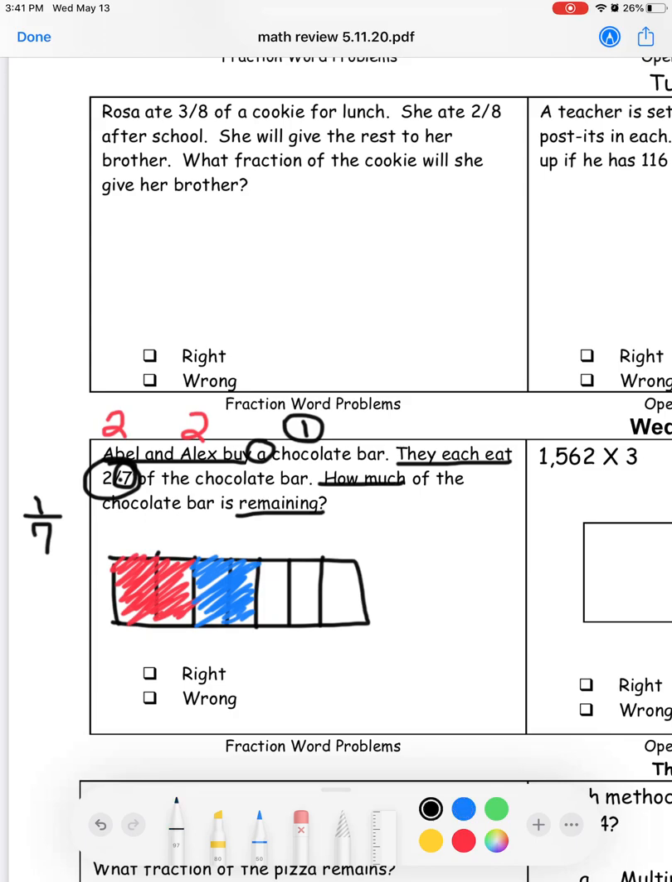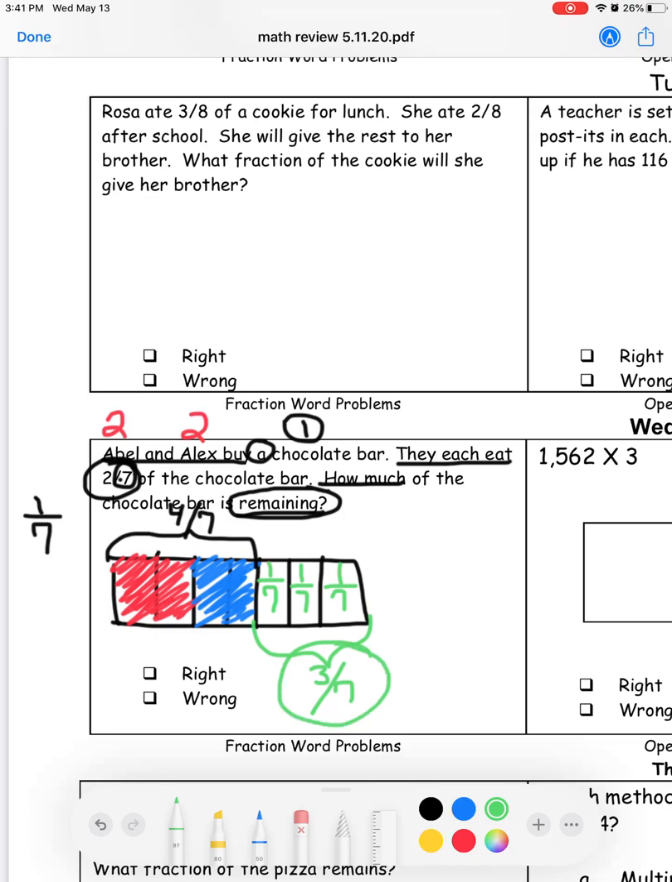So what I now know is that together, Alex and Abel ate 4/7 of this chocolate bar. But the question's not asking how much they ate together. The question is asking how much was remaining. This was the big word that helped us understand what was being asked of us. So now I'm going to look at what's left. Each one of these bars that's left represents 1/7, and if I combine them together, I've got 3/7. So I know that Abel and Alex ate 4/7, but there was 3/7 remaining.